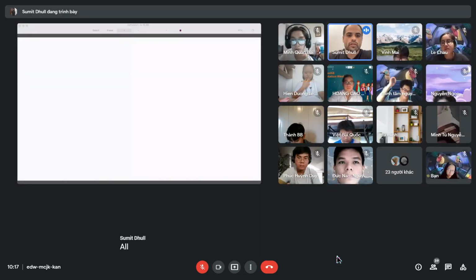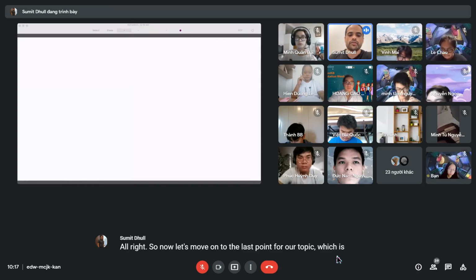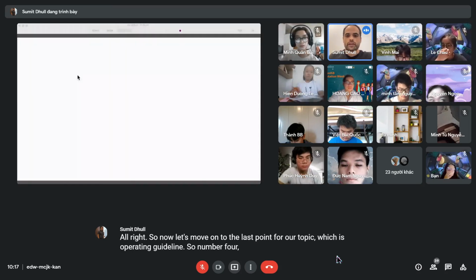All right, so now let's move on to the last point for our topic, which is operating guideline. So number 4, conceptual framework, number 4.